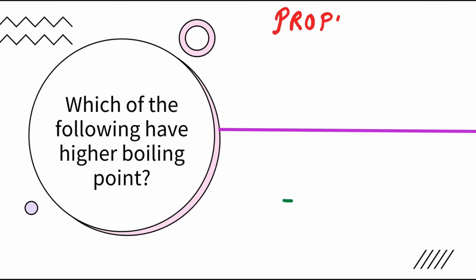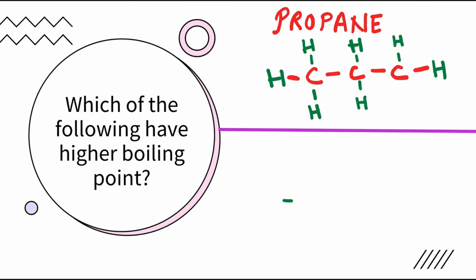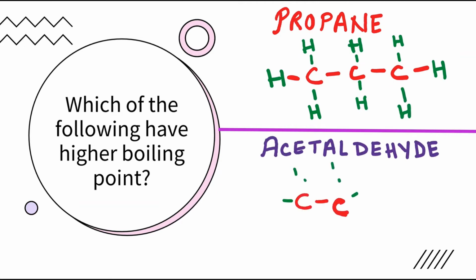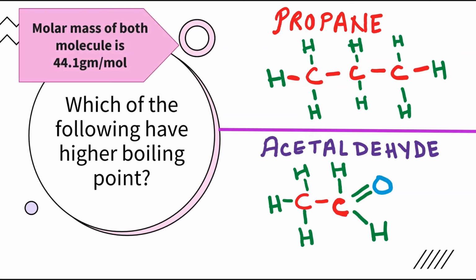This is the molecular structure of propane. Propane has a 3-carbon chain, and similarly we can compare it with acetaldehyde. The structure of acetaldehyde is like this. It has 2 carbons, but it also has oxygen within it. Interestingly, propane and acetaldehyde have similar molar mass, that is 44.1 grams per mole.